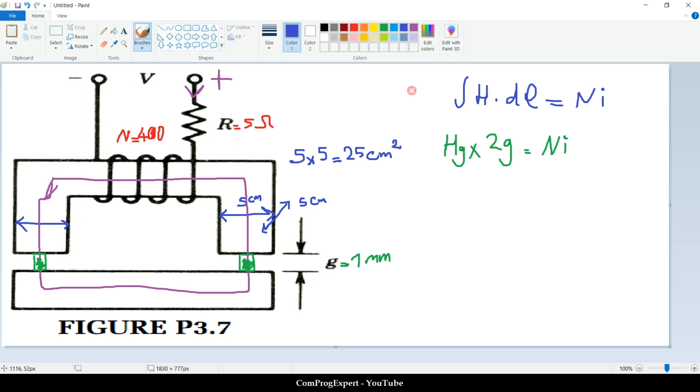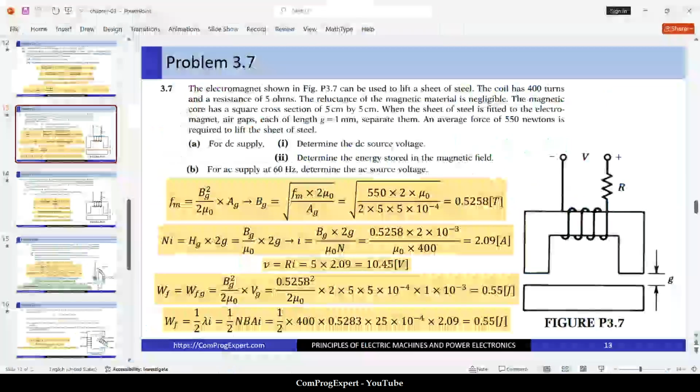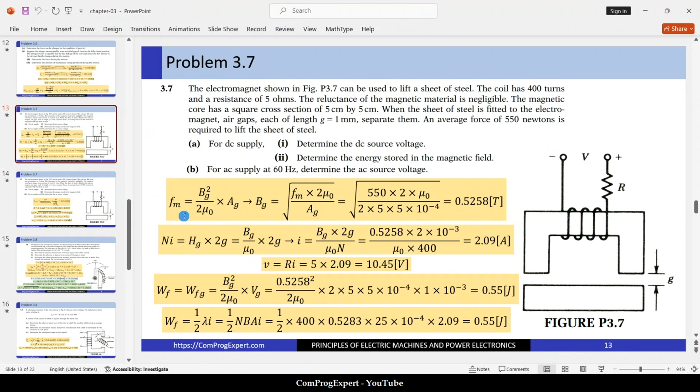So instead of H gap, we can write B gap divided by mu 0 times 2 gap is equal to Ni. We are looking for the value of the current. We know the number of turns, we know the air gap thickness, we know the value of the permeability of the air, but we don't know the value of the B gap. How can we calculate B gap? Using the force equation. Okay?